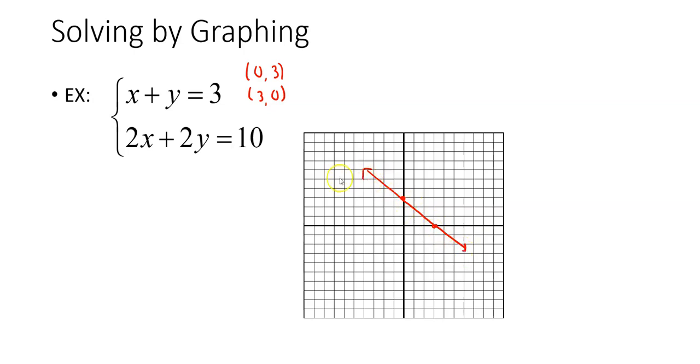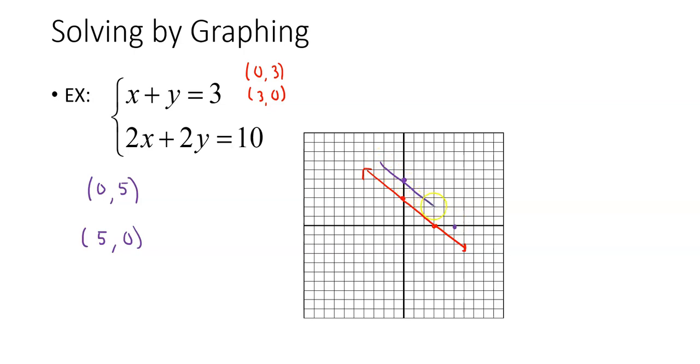All right, look at the other one. 2x plus 2y is 10. So I'm going to do the same thing. I'm going to plot in a couple of points. If x is 0, then y must be 5. Right? 2 times 5 is 10, plus 0 is 10. And I'll bet you it works the other way too. If x is 5, 2 times 5 is 10, so y is 0. So there's 0, 5. There's 5, 0.